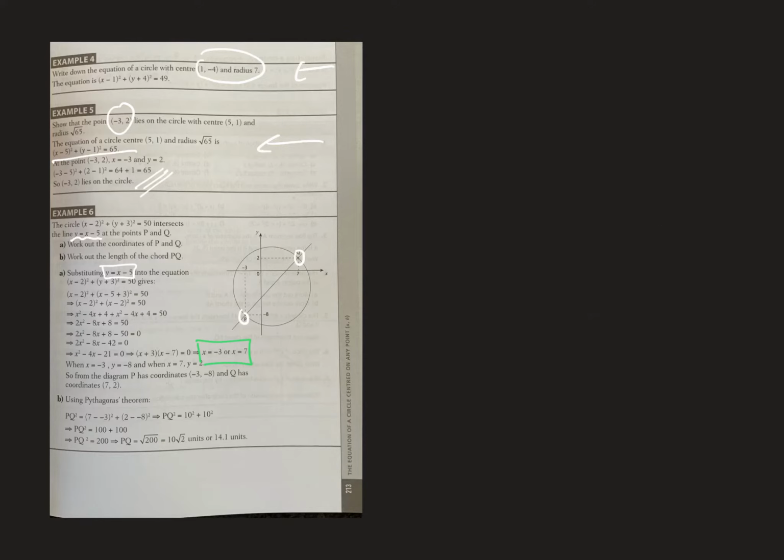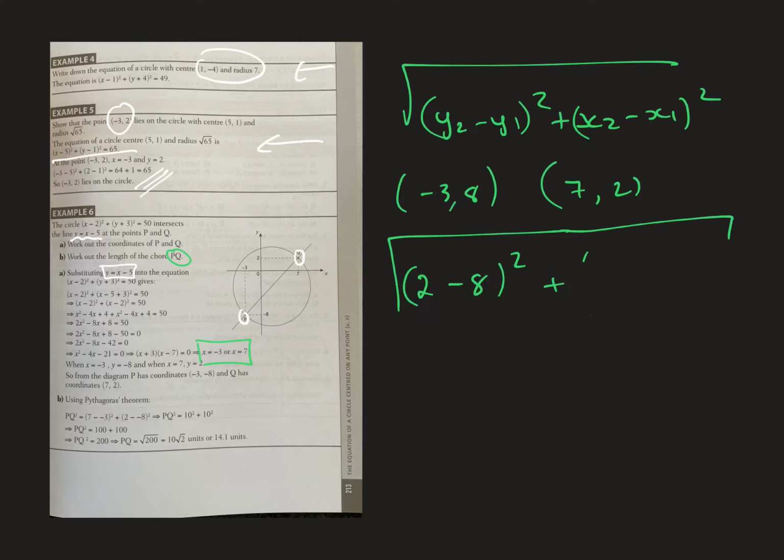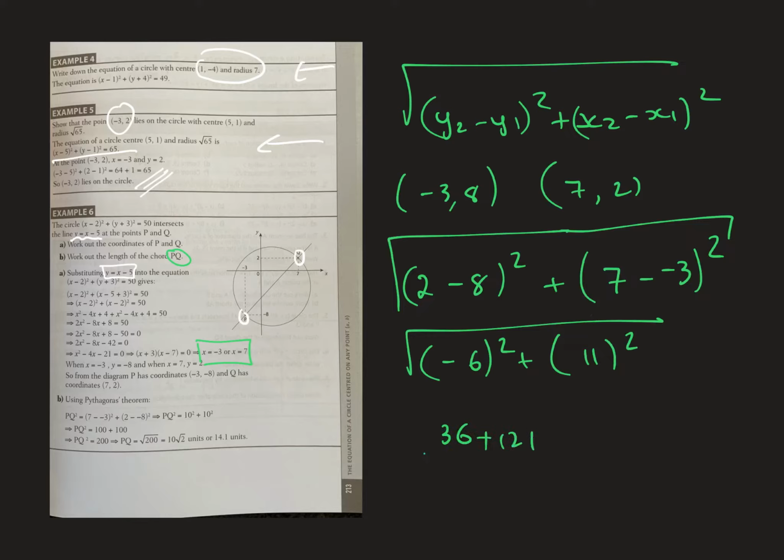Part B of the question is asking to work out the length of PQ. So the length of PQ is, again, the distance between two points, which we talked about: y2 take y1 squared plus x2 take x1 squared. If you simply use your two points, which we worked out earlier, minus 3, 8 and 7, 2, let's substitute: 2 minus 8 squared plus 7 minus the minus 3 squared. So therefore we're left with minus 6 squared plus 11 squared, 36 plus 121.